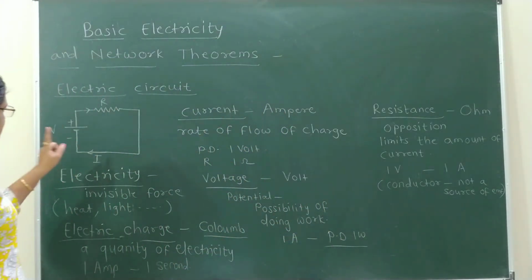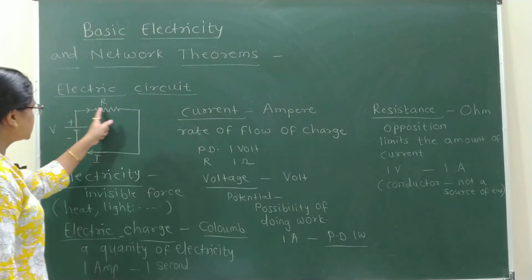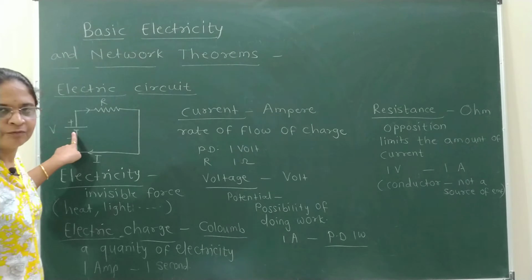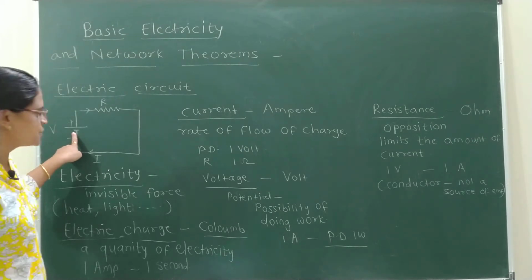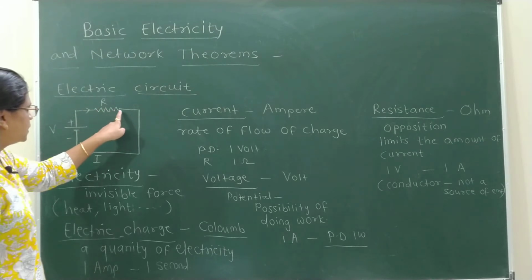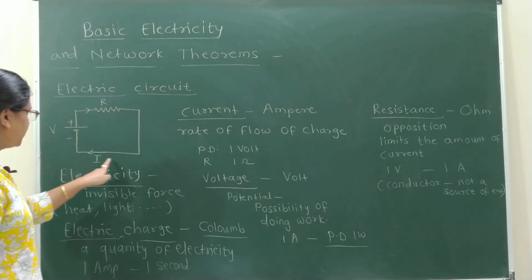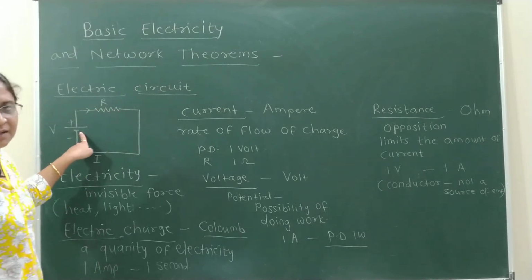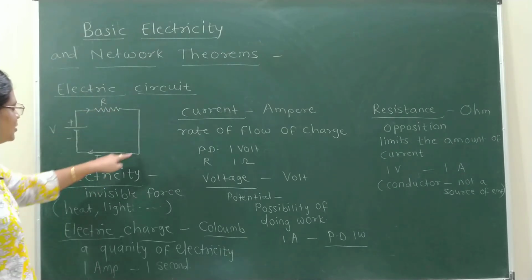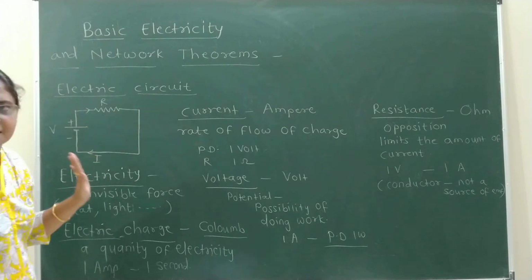So an electric circuit is nothing but a closed conductive path which can have an energy source, from one terminal of the energy source through a resistive path again back to the other terminal of that energy source. When current flows in this closed conductive path, it creates an electric circuit.